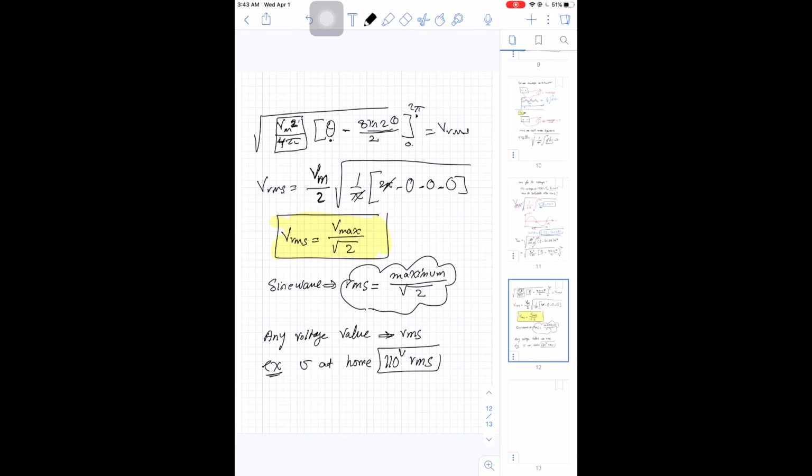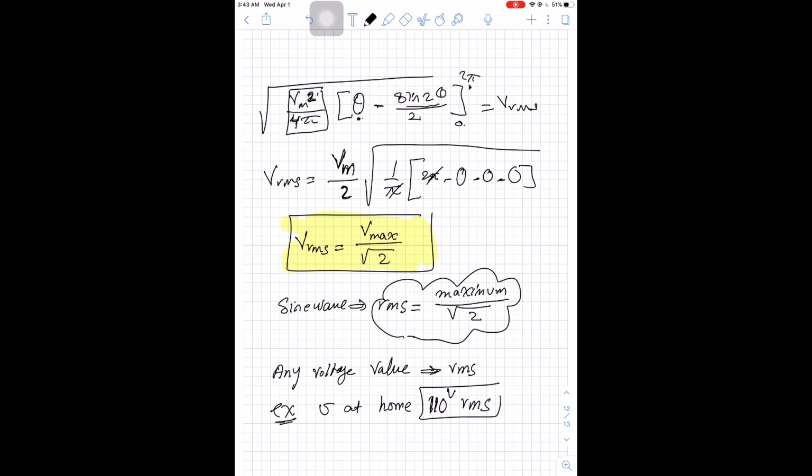So the voltage at home, which is 110, is RMS. So V maximum at your home is actually 110 square root 2. If you need to sketch the waveform for the voltage you have at your home with time, it will have a frequency of 60 hertz. So your f is 60 hertz, omega is 2 pi f, which is 120 pi, and T is 1 over 60 seconds. The peak value or the maximum value you have at your home will be 110 square root 2.